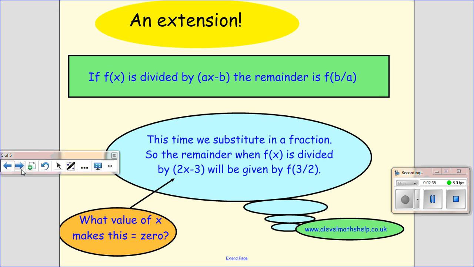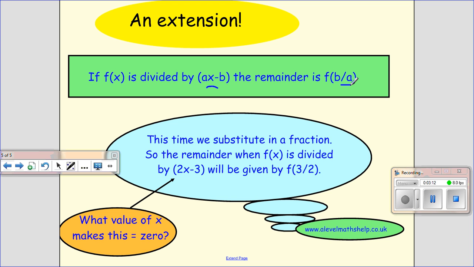Now just an extension, when we did the factor theorem, if you remember, it was extended to include fractions, and it's the same with the remainder theorem. So if f of x is divided by something like this, ax minus b, then the remainder is given by substituting that fraction into your function. So the remainder when f of x is divided by 2x minus 3 will be given by substituting 3 over 2 into your function. Again, you just have to be careful that you get this all the right way round, which are your a's and which are your b's.